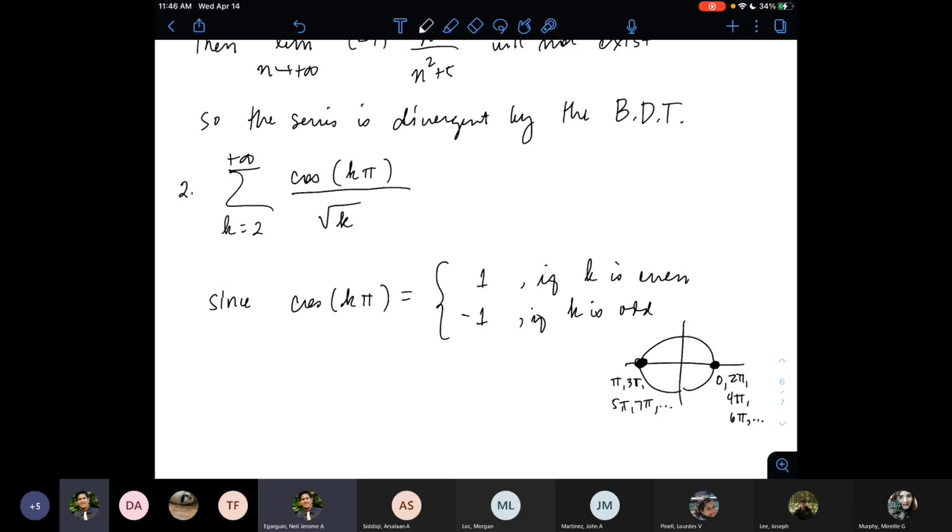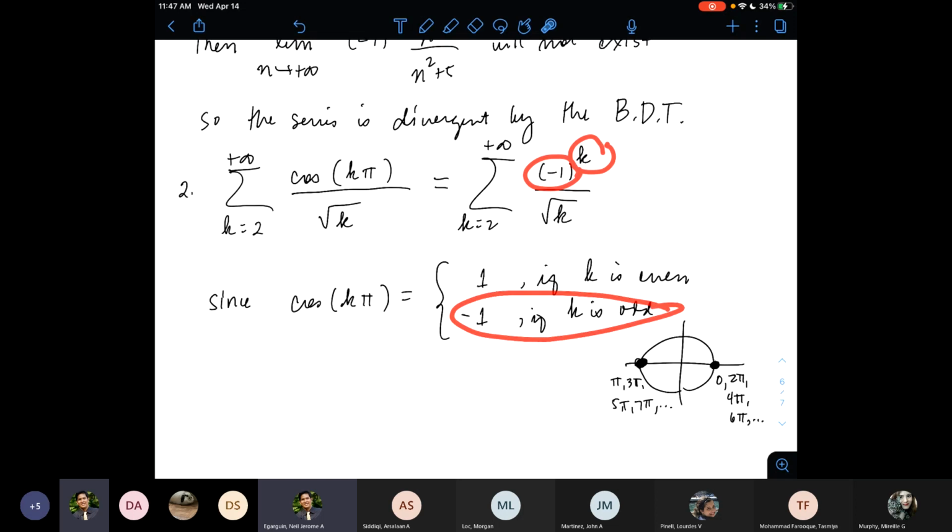All right, so we can rewrite this series as this: summation from 2 to positive infinity of -1 to the power k all over root k. Is that good? Do you guys follow? We can check. When k is equal to 2, we'll have -1 squared. That's +1, which fits this, right? When k is 3, we have -1 to the power 3, and that would be -1, which is true because k is odd. All right. So that means this given series is -1 to the power k all over root k.